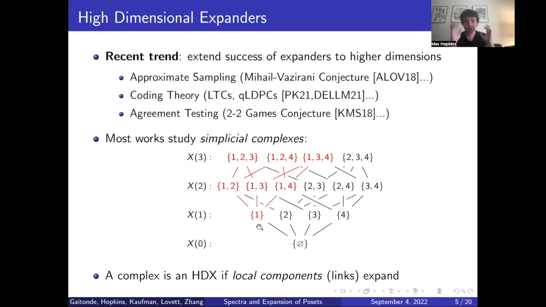Well, looking at a restriction or what's called a link, you look at basically a face and you look at everything that contains that face in the complex. So here is 1, here's everything that contains 1. To get the link, you would now remove 1, which would give you a graph, right? Basically where these edges now become vertices, 2, 3, and 4. And these triangles become edges, 2, 3, 2, 4, and 3, 4. And this is a graph where you can talk about its standard expansion. So if all of these local graphs are standard expanders, it means that this underlying high-dimensional complex is what's called a high-dimensional expander.